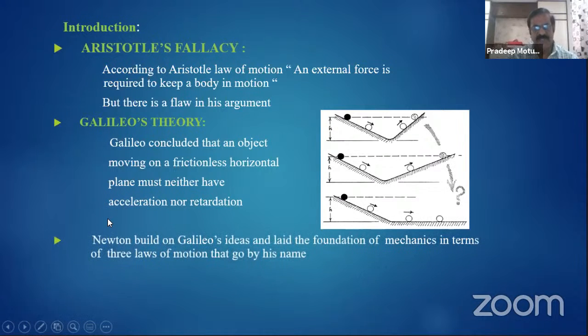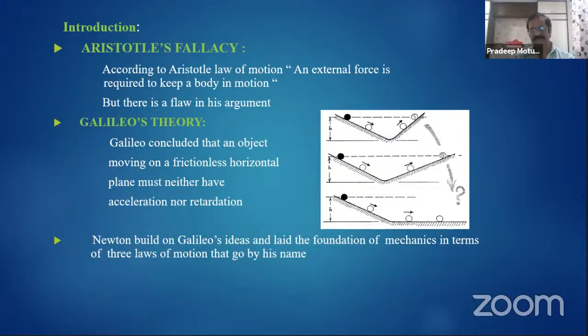So we introduce the law of inertia. Inertia means if the body is in the state of rest, it is in the rest only. If the body is in the motion, it is in the motion only. That means the body cannot change itself, its state of position. So that is nothing but law of inertia. In this way, Galileo introduced the law of inertia.